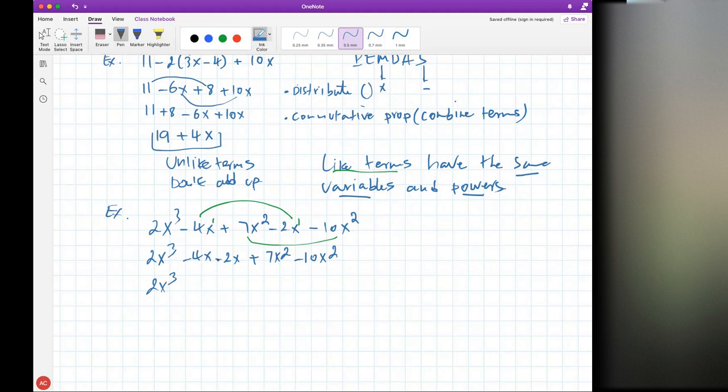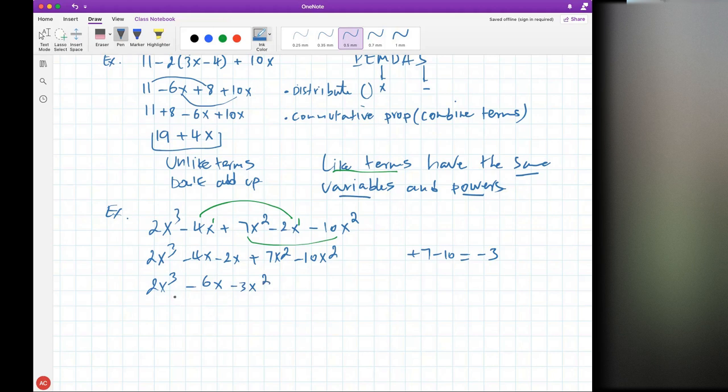So now we have -4x minus 2x. -4 minus 2 is -6, so -6x. Then you have +7 minus 10. We call these coefficients. The number in front of the variable is called the coefficient. 2 is the coefficient here, -4 is the coefficient. We're going to talk more about these in a future class, explaining the terms, the coefficient, the power, and the variable. So +7 minus 10 is -3, x to the second.